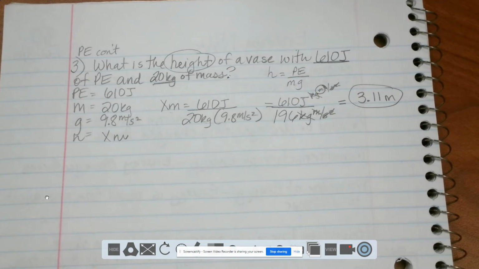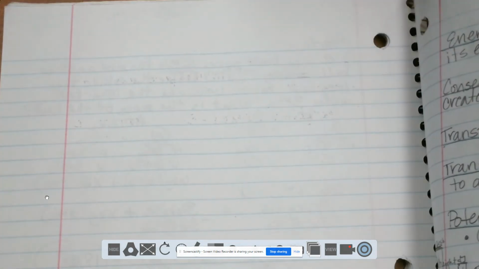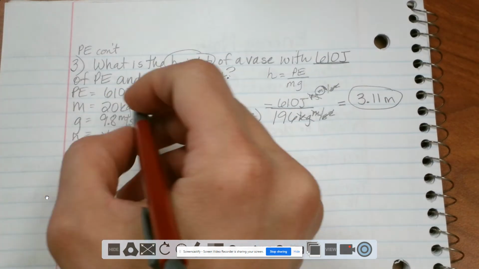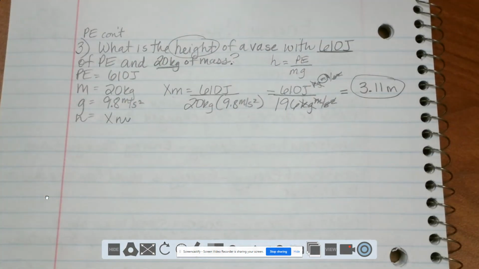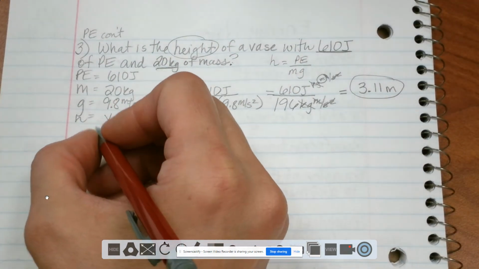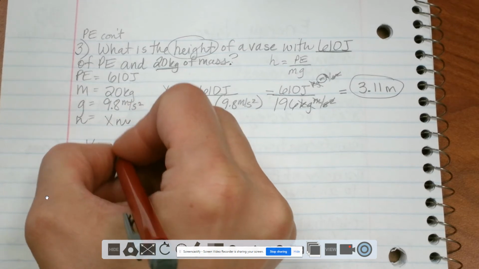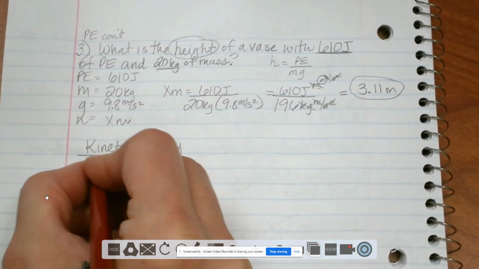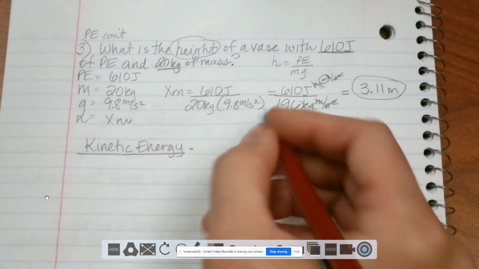And like I said, for space, maybe I can fit it in. I think I might be able to fit it in, so we don't have to change pages. I was going to, but now I'm not. So kinetic energy, let's get a good definition for it, is just the energy of motion.